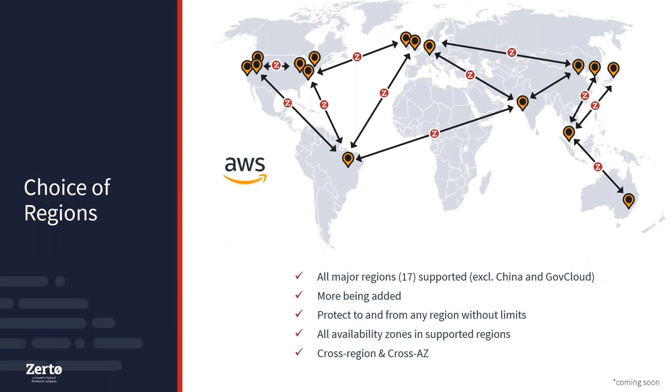So with Zerto in Cloud for AWS, just to harp on it further, we give you this CDP protection across multiple different regions. Right now, we cover all major regions. More are being added in time, and you're able to protect thousands of your EC2 instances across multiple regions at the same time.